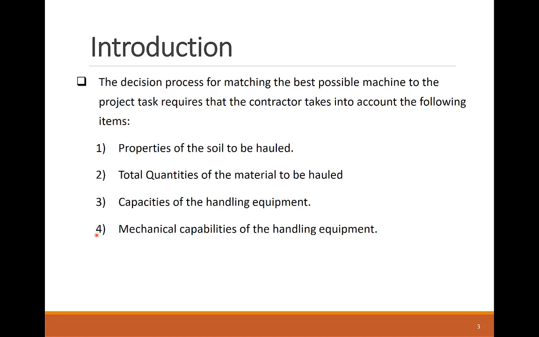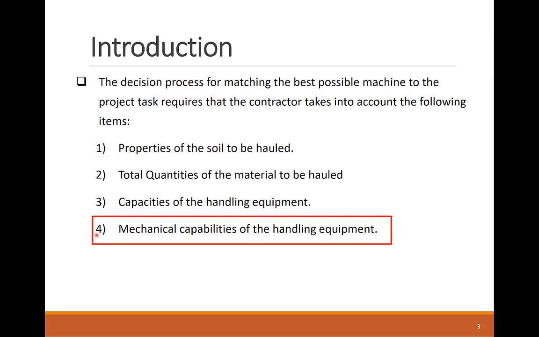We will cover in this lesson and the next lesson the mechanical properties of earthwork handling equipment, which can have a great impact on the productivity and cost.